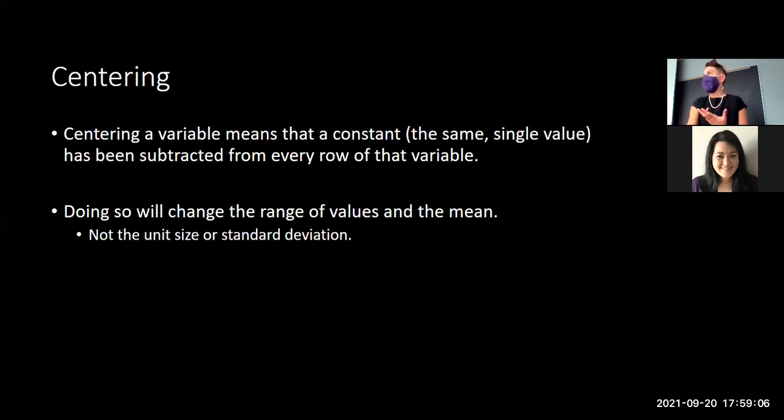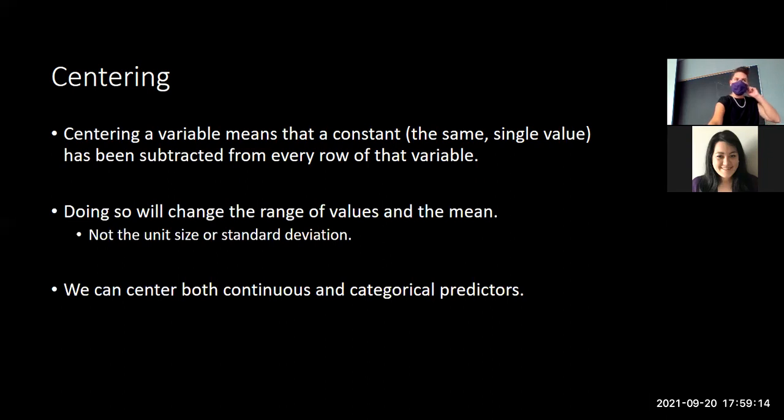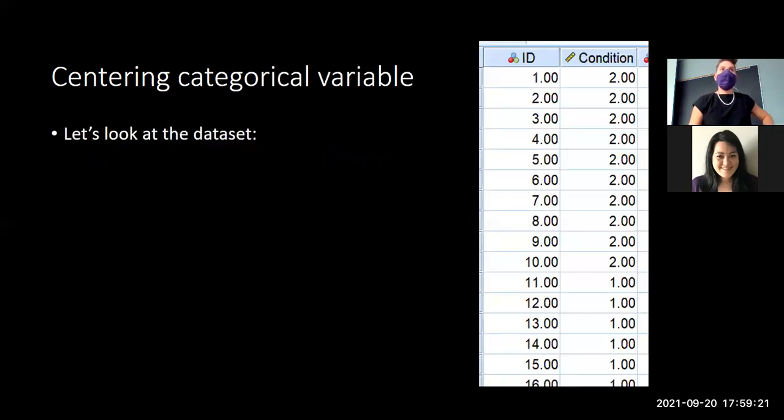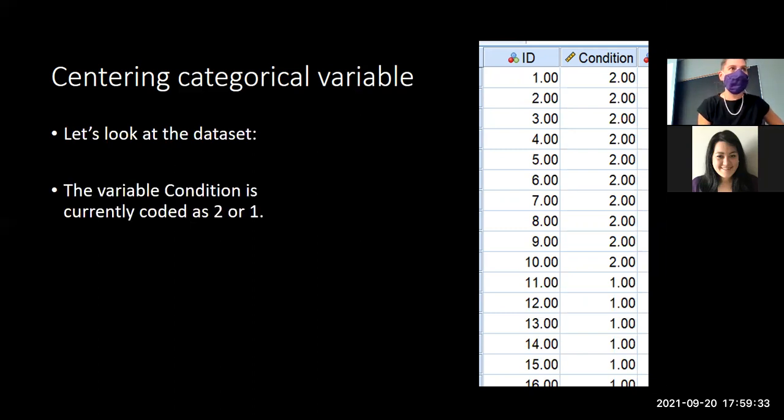If I subtract something from everything, it's not going to change my standard deviation, but it's going to change the mean. It's going to change everybody's values, but not the variance. If you want to center a categorical variable, here's an example data set. Here I have a variable of condition, and you see it's scored as 2 and 1. We talked about this last week, so I'm going to fly through it pretty quickly.